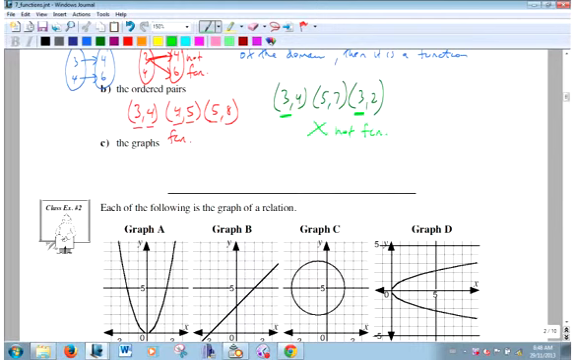Is this a function or not? Okay? Which one is not a function? Multiple choice. There's 4 answers there. Which one is a function? Okay?